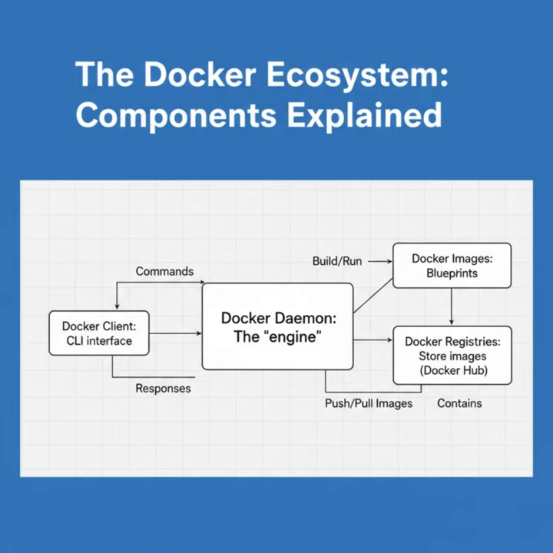Docker images are the read-only templates used to create containers, essentially the blueprints. And finally, Docker registries, like Docker Hub, are central repositories where Docker images are stored, retrieved, and shared. Understanding how these components interact is fundamental to leveraging Docker effectively for building and deploying applications.